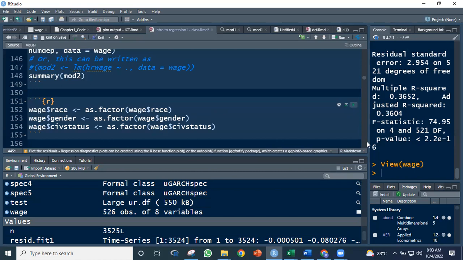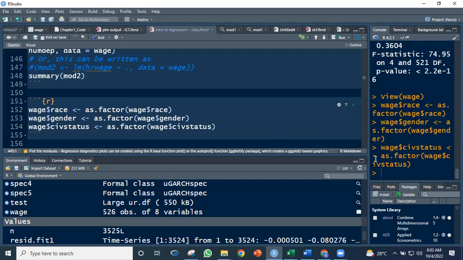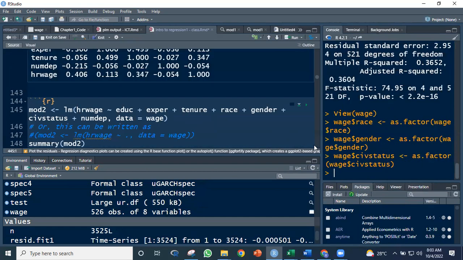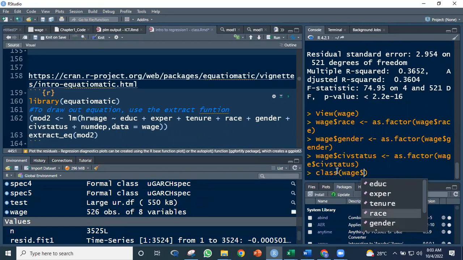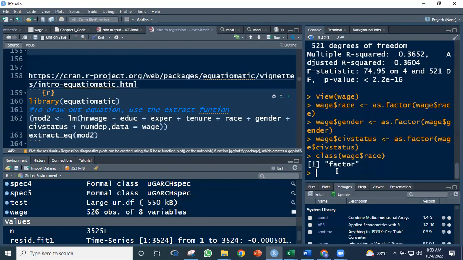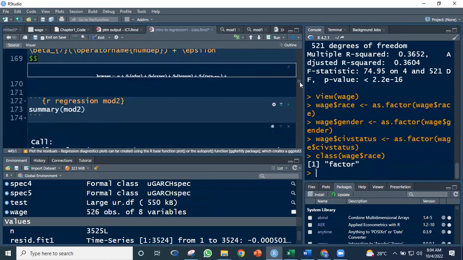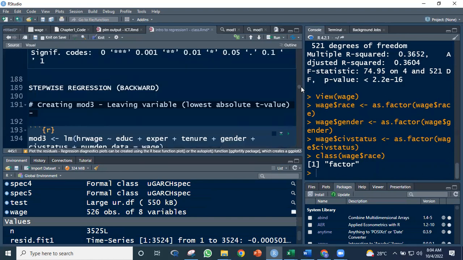So if I run this and check the class of race in the wage dataset, it's already a factor. I'll dispense with the other models.